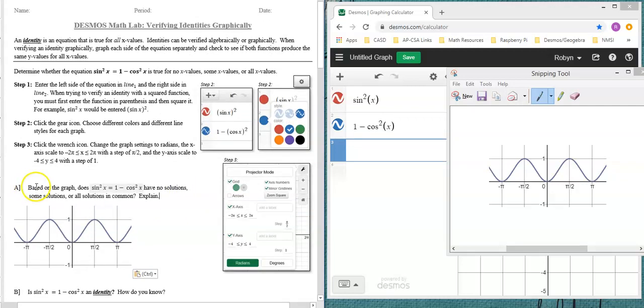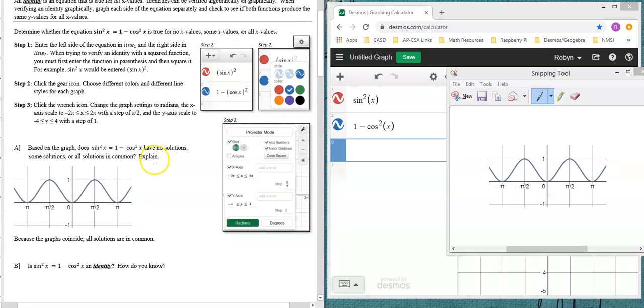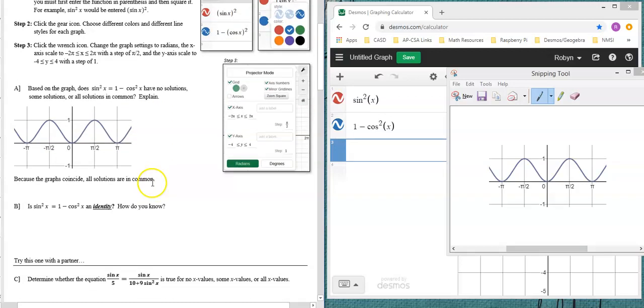And question A asks, based on the graph, does sine squared x equal 1 minus cosine squared x? Does it have no solutions, some solutions, or all solutions in common? And we can see, because the graphs coincide, all solutions are in common. No solutions would be if the graphs did not intersect at all, and some solutions would be if the graphs intersected in just a few places, but they didn't completely coincide.